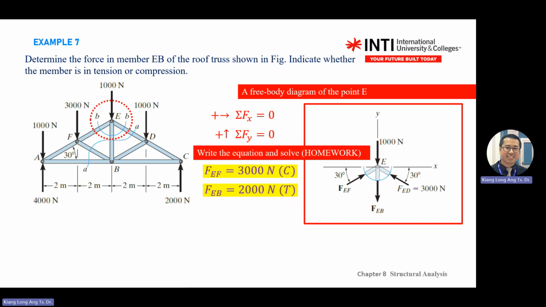Okay, so there are two methods. One is pin joint method. Another one is you cut the thing, the section, cross section method. All right. So this is what we learned so far.